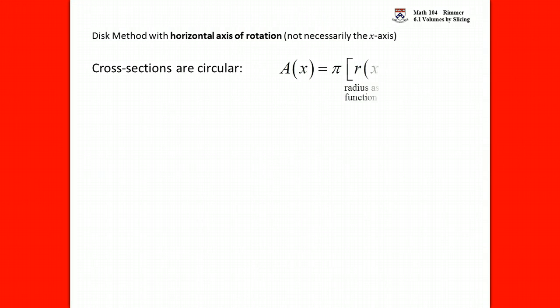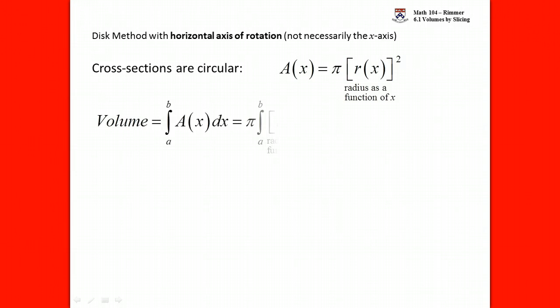I'm going to have cross sections that are circular, and the area of those cross sections will be pi r squared. And the r is going to depend on what x is. Okay, let's go work that problem. And then the volume will be just like we had before. Find the volume by taking the integral of that A of x.